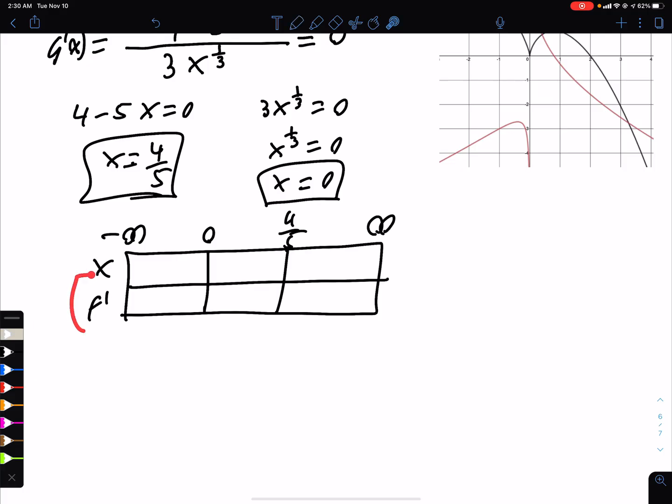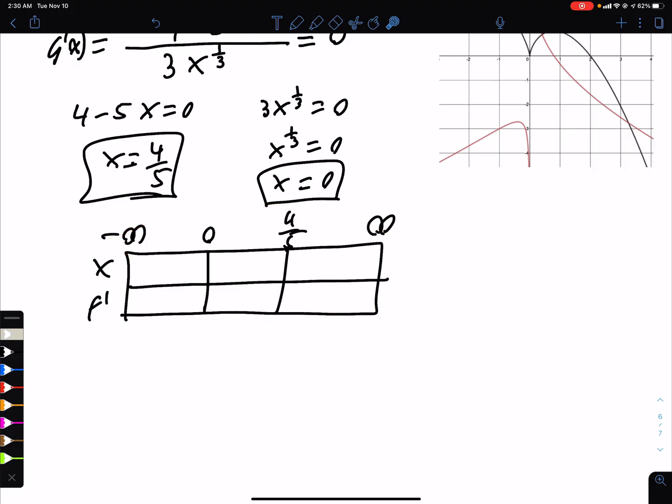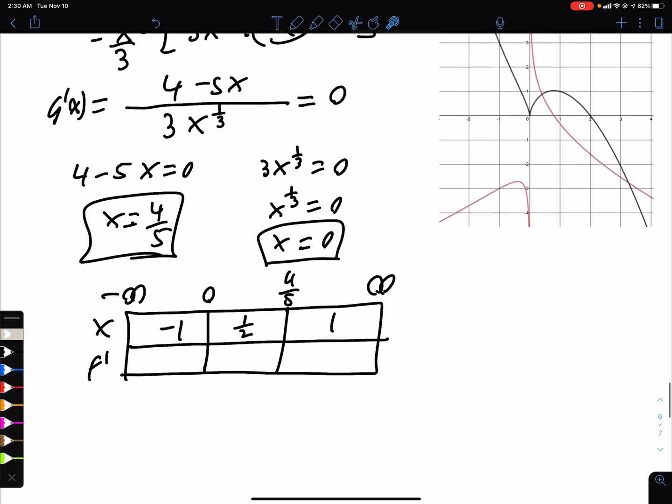Again, if you're memorizing this table, you don't understand. You need to understand why this table. It needs to make sense. If it's not making sense, you need to ask questions. You need to figure out what's going on. I'm going to pick numbers in each region, which seem nice to me. I'm going to evaluate the derivative on those regions.